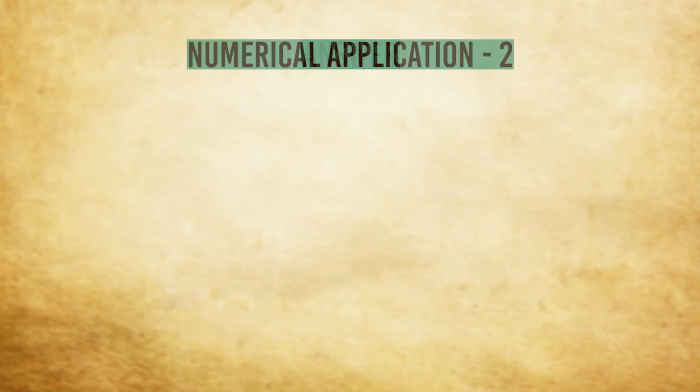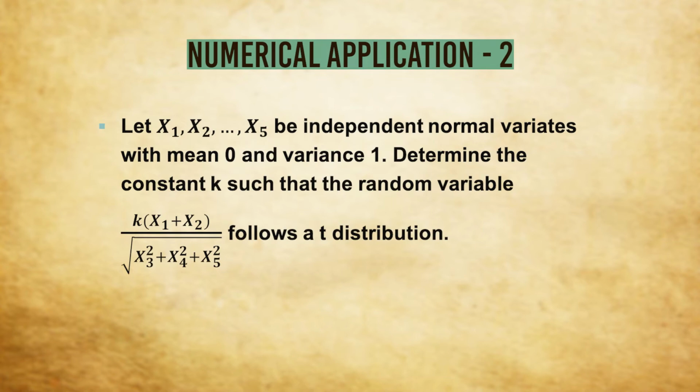We go to the next problem. x1, x2 up to x5 are independent normal variates with mean 0 and variance 1. That means x1, x2, up to x5 are independent standard normal variates. We have to determine the constant k such that the random variable given by k into x1 plus x2 divided by root over x3 square plus x4 square plus x5 square will follow a t distribution.